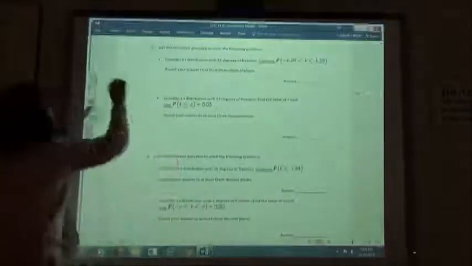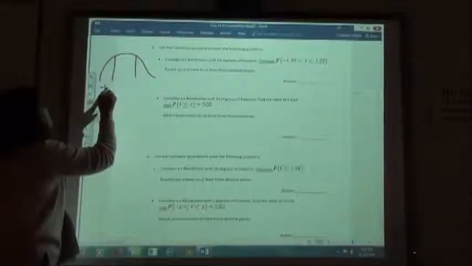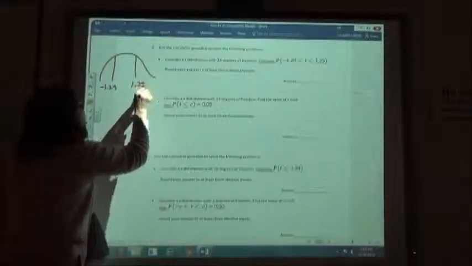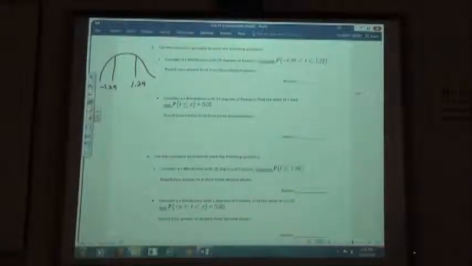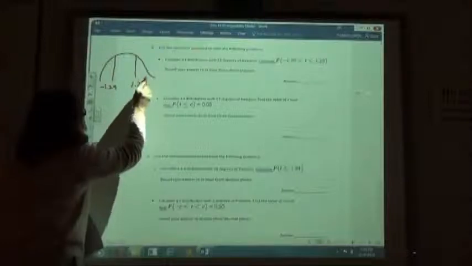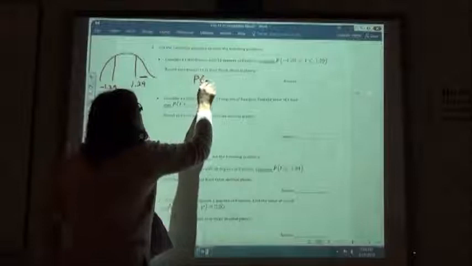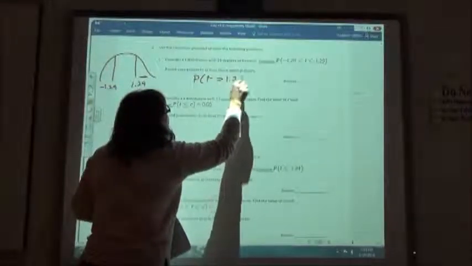So if we look at the next one, number 5, this one we're between the two things again. So I've got my curve. We've got our two critical values, negative 1.29 and positive 1.29. And we want to compute that. So if we're going to compute that, first thing we're going to do is, and they're doing the less than, but we're going to find the area just in this little section right here. So we're going to do P of T is greater than the 1.29.